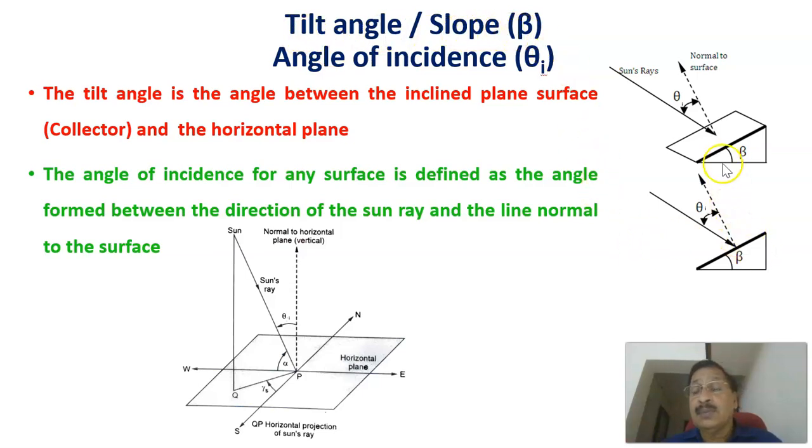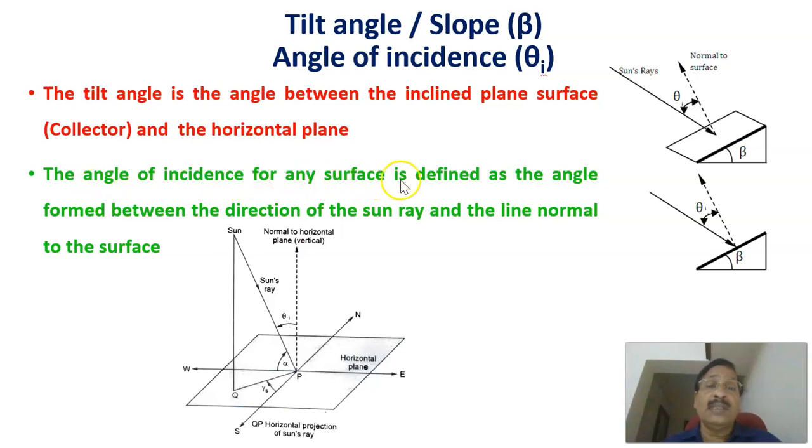The same thing is shown here. This is the tilted plane, and this is the horizontal plane. This angle we call the tilt angle. Now this is the solar radiation falling on the tilted plane, and the angle made by this ray with the perpendicular to the plane is called theta I, the angle of incidence.